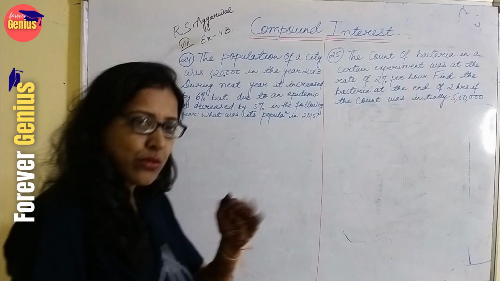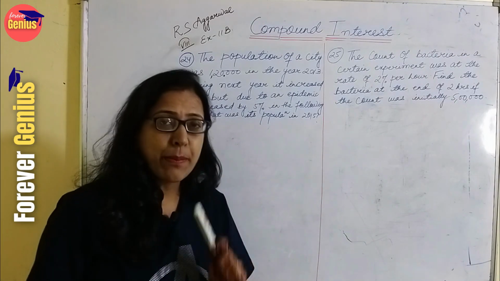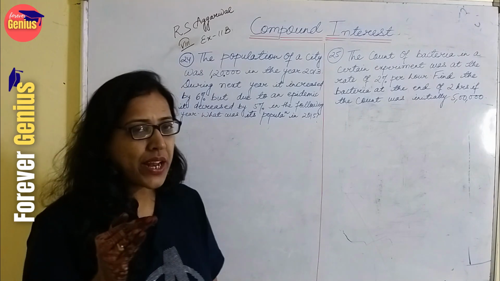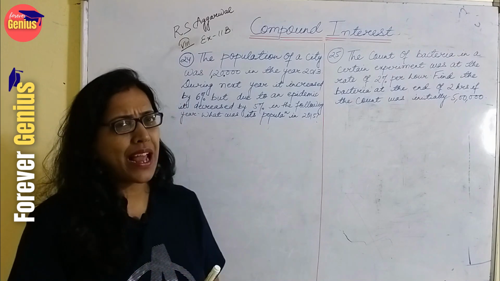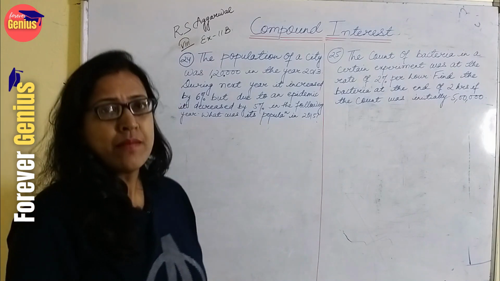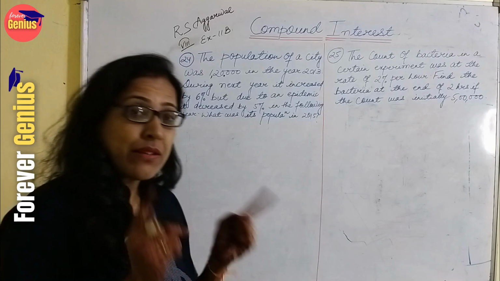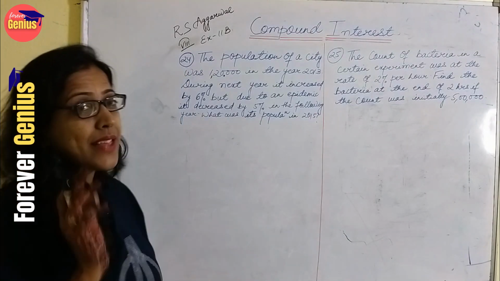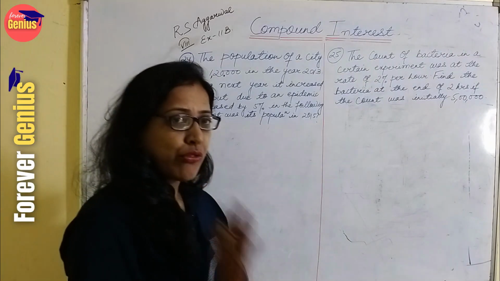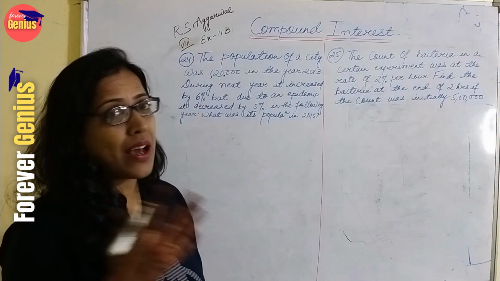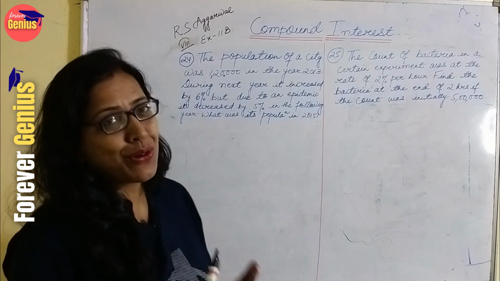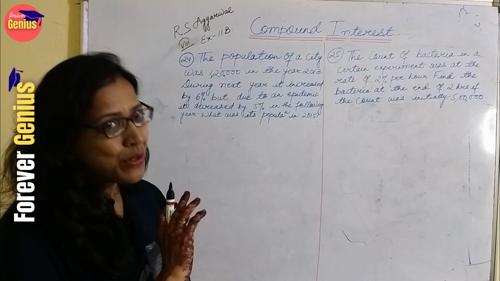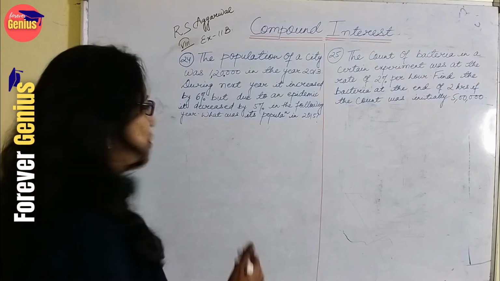So the basic difference here is that in one year we have to calculate the increase rate, and in the next year we have to calculate the decrease rate. How are we supposed to do it? With one formula only. See, when there are different rates, we apply the formula of R1, R2. That trick we have to apply in this case, so that we can do the calculation in one go.